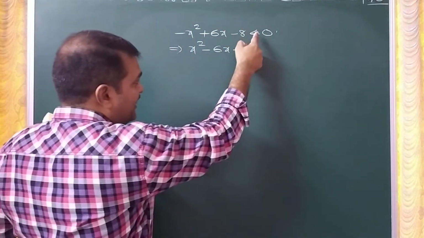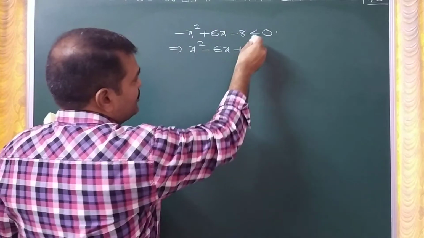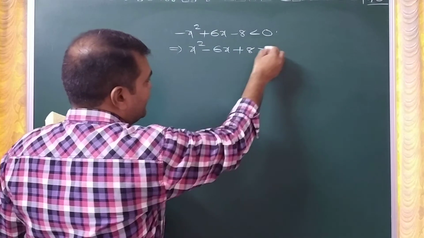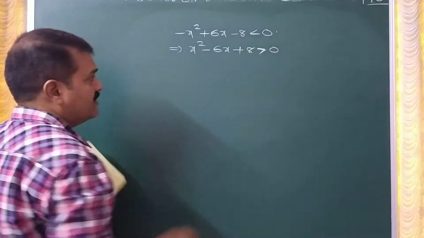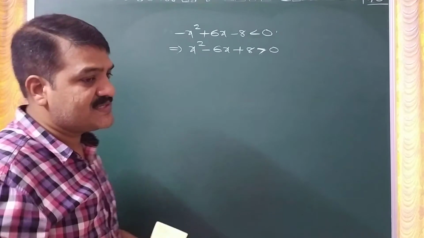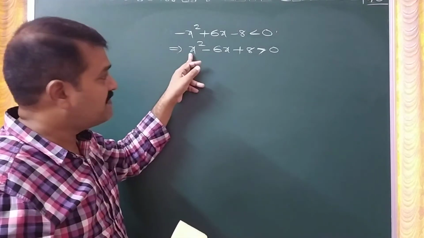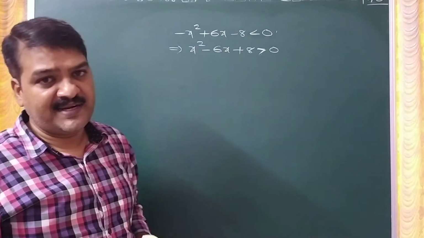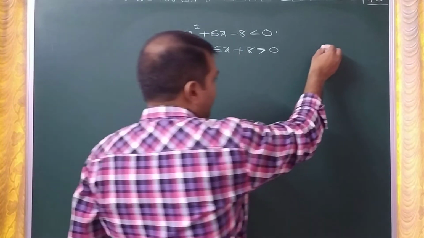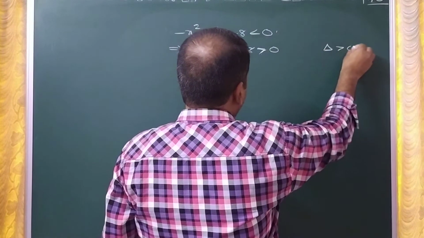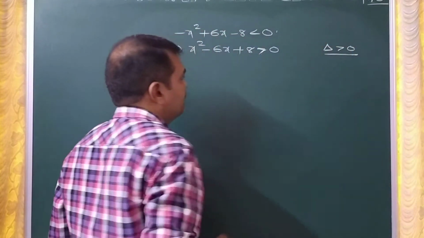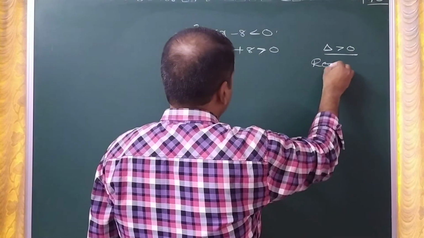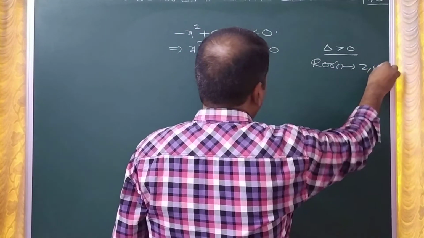Multiplying with minus, the inequality will change. So less than symbol becomes greater than symbol. Multiply with minus, you will get like this. Now the quadratic term is positive. If you find delta, clearly delta will be greater than 0 for this. Okay, so find the roots. What will be the roots? Roots will be 2 comma 4.